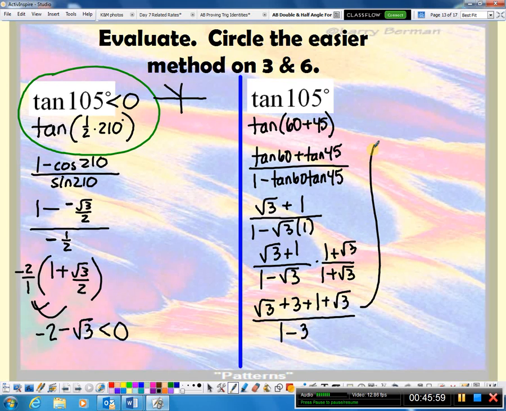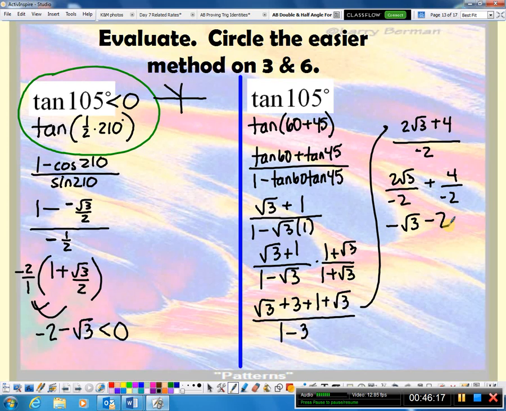Simplify the top, you get 2 square root 3 plus 4. The bottom is negative 2. Separate and reduce. 2 square root of 3 over negative 2 plus 4 over negative 2 is negative square root 3 minus 2, which matches the answer you already got.